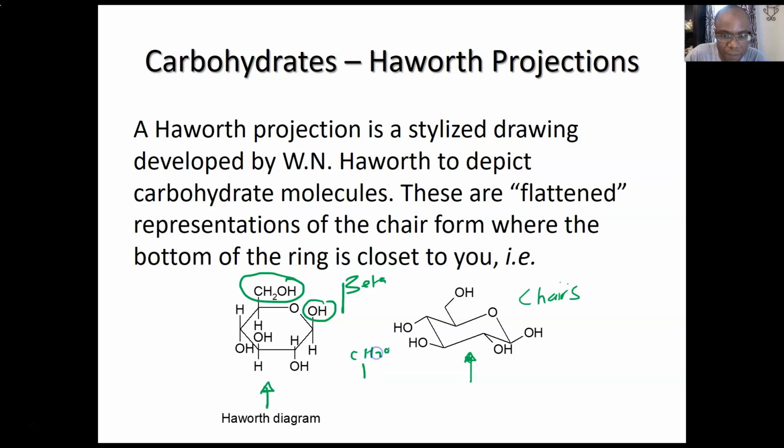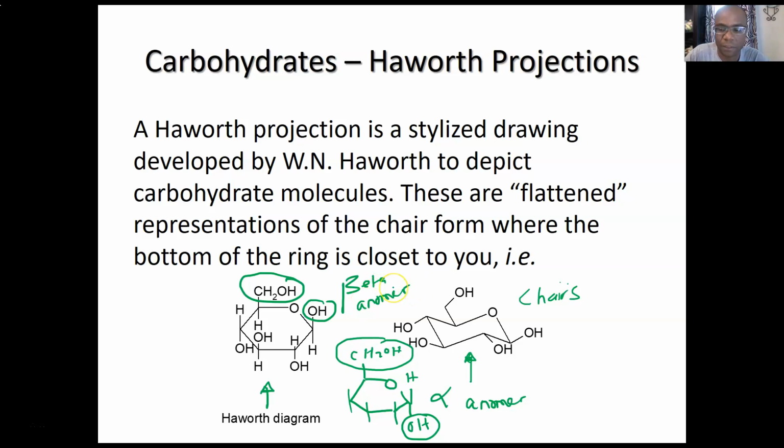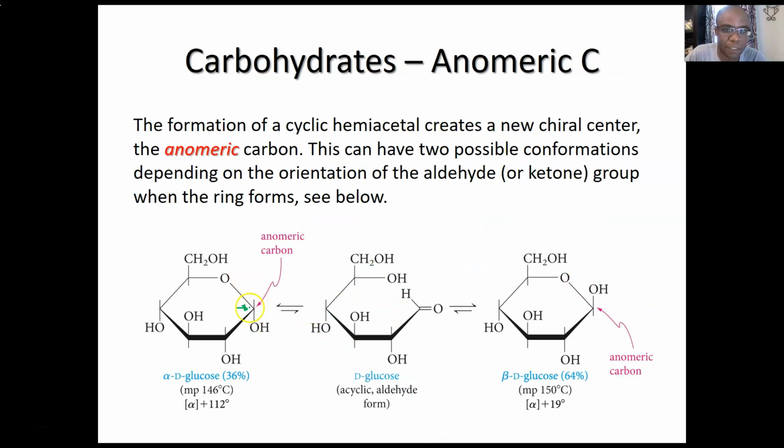So let's say the CH2OH and the OH are opposites. I'm just trying to use the Haworth. I will not draw what's on this one. My focus is on this. So if this OH and the CH2OH are opposite, we call that the alpha anomer. Where the OH and CH2OH are on the same side, we call that the beta anomer. So I'll test you on that too. I'll ask you to classify the rings as alpha or beta.